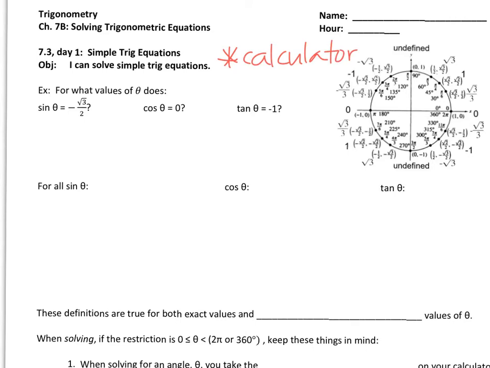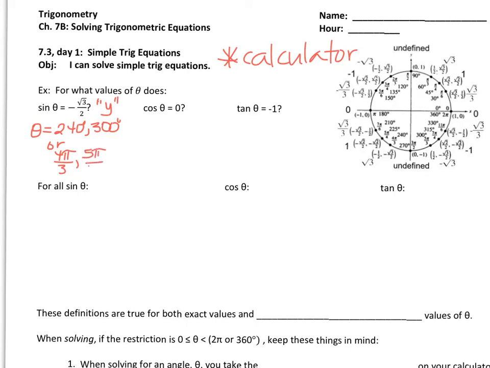It says, for what values of theta does sine theta equal negative square root 3 over 2? By definition, sine, remember, is the y-coordinate on the unit circle. When the y-coordinate is negative square root 3 over 2, you have two answers in either degree form or radian form. In degree form, y equals negative square root 3 over 2 at 240 degrees and at 300 degrees, over in quadrants 3 and 4 on the unit circle. In radian form, same kind of idea, you would have 4 pi over 3 and 5 pi over 3.